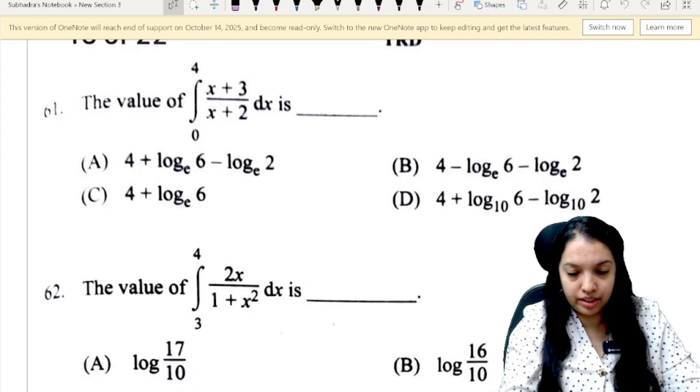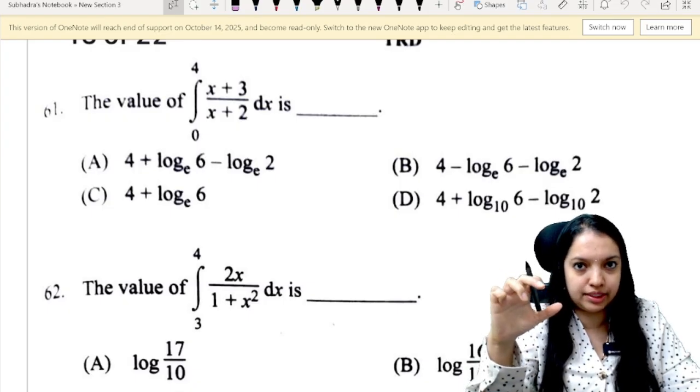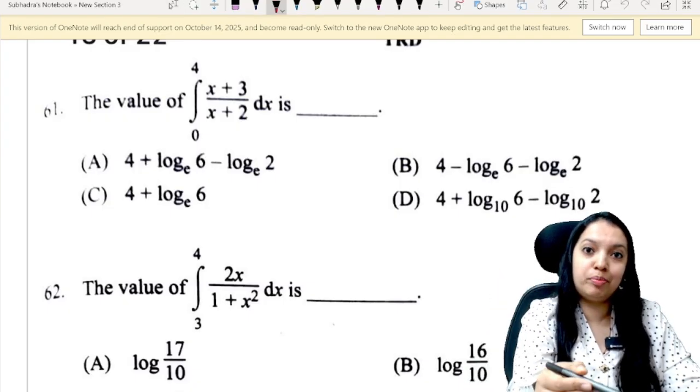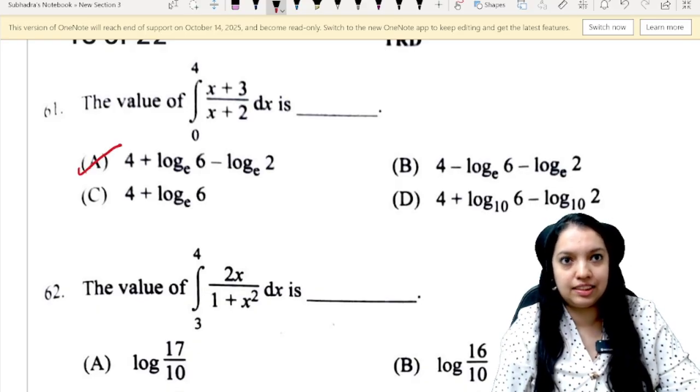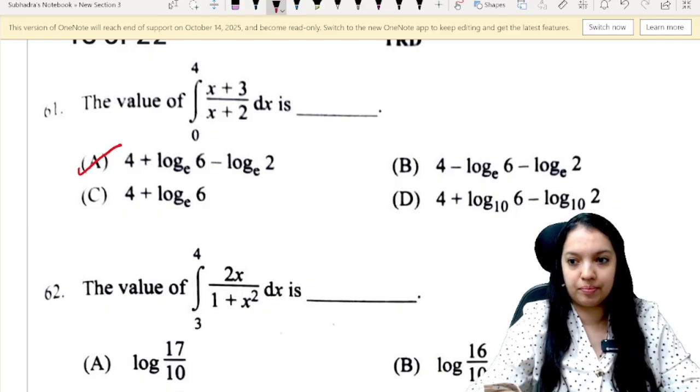Next is a definite integral question with the limits 4 and 0, and this is one of the properties from integration. We have discussed this property in the class. The correct answer is going to be option A.